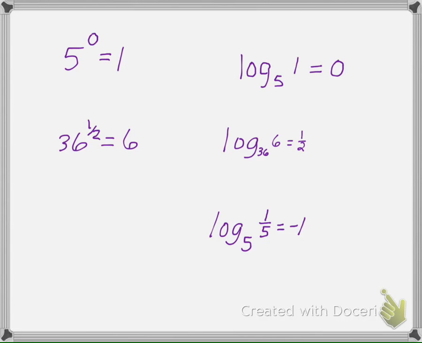Good. Very nice. Okay, so the base is 5. The exponent is -1, and is that true? 5 to the -1 is 1/5? Yes. It sure is. So we need to practice that a little bit more. You got to get very comfortable in going between the two.